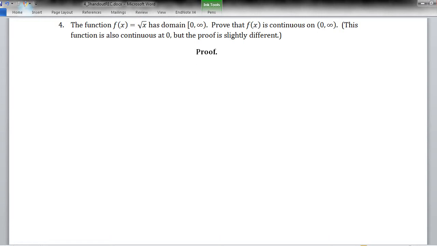Problem 4. The function f of x equals square root of x has domain from 0 to infinity. Prove that f of x is continuous on the interval from 0 to infinity, not including 0. This function is also continuous at 0, but the proof is slightly different for that case. Let's begin with some scratch work.